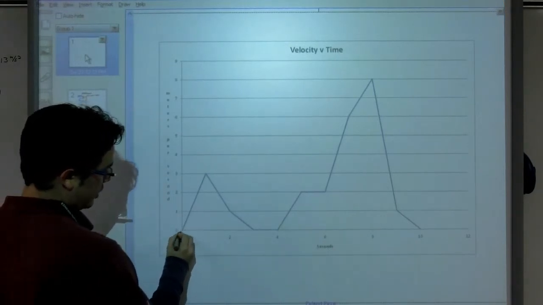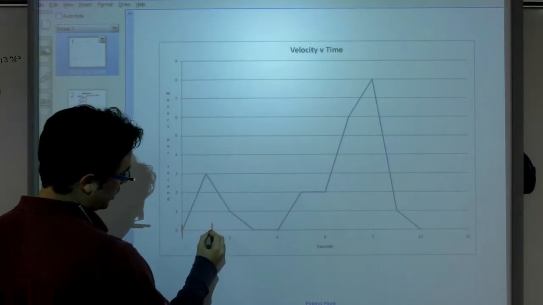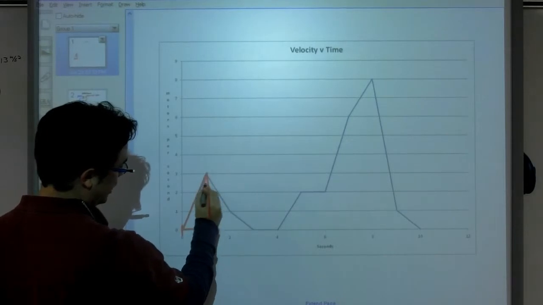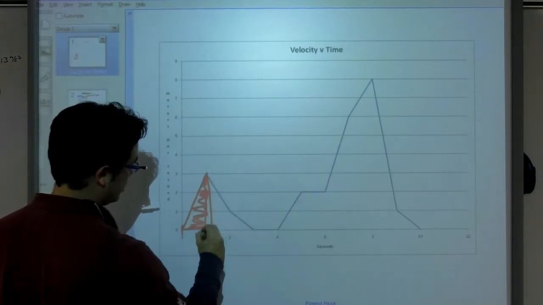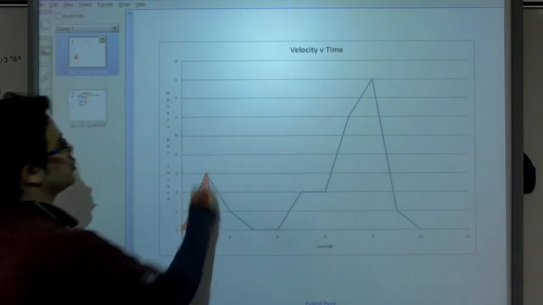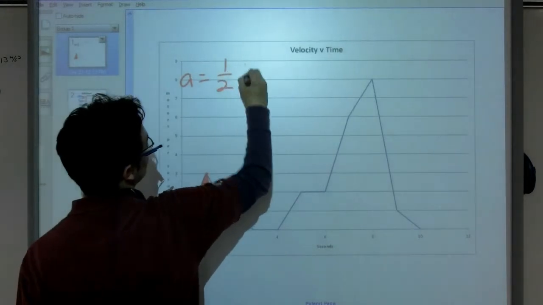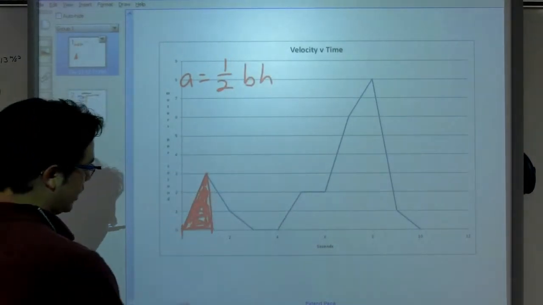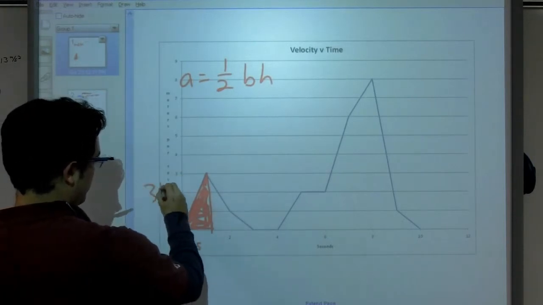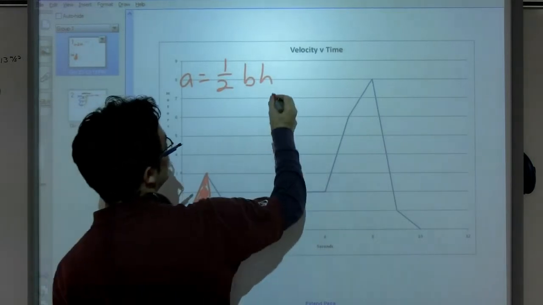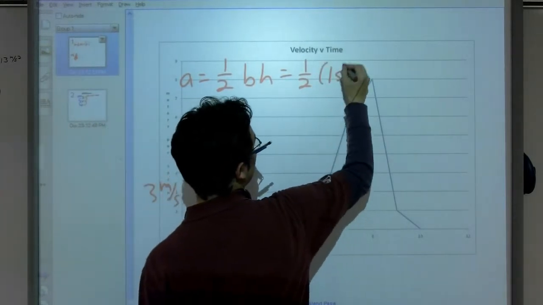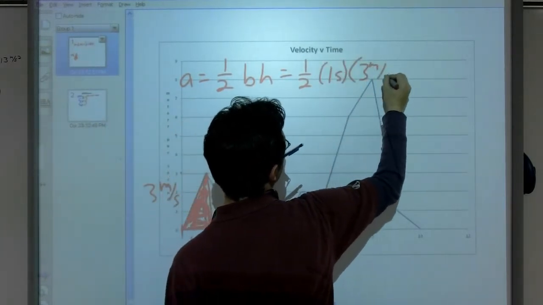I've got a situation where if I want to look from time equals 0 to time equals 1, I've got this shape right here. And the area under the curve looks like this. Well, what shape is that? That's a triangle. So the area of a triangle equals 1/2 base times height. Okay, well my base is 1 second. My height is from 0 to 3 meters per second. So I would plug this in, I would get equals 1/2, base is 1 second, height is 3 meters per second.